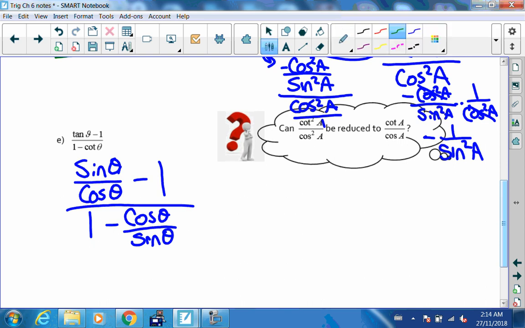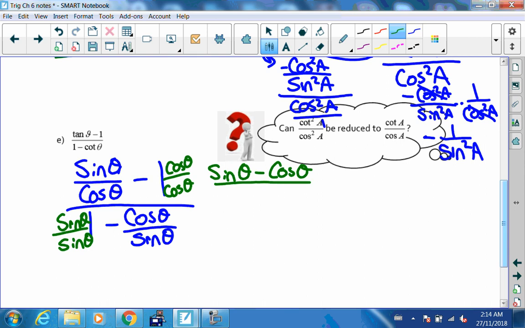Now what I'm going to do is common denominator from here. So this becomes sine theta minus, this is going to be cos theta over cos theta, right? And showing my common denominator in here. Here I'm going to have sine theta over sine theta. So this is going to be sine theta minus cos theta, all divided by cos theta. And this is sine theta minus cos theta, all divided by sine theta. It's coming together, it's coming together.